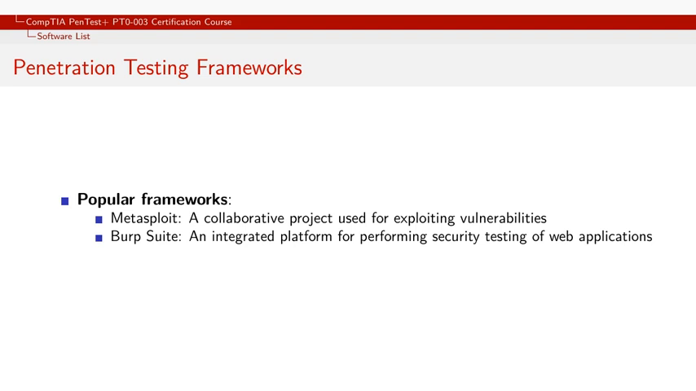Burp Suite, on the other hand, is an integrated platform specifically designed for the security testing of web applications. It includes various tools like an intercepting proxy, a web spider, and a vulnerability scanner, all aimed at thoroughly assessing the security of web-based applications. Both Metasploit and Burp Suite are essential for conducting comprehensive penetration testing and gaining accurate insights into the security posture of your targets.